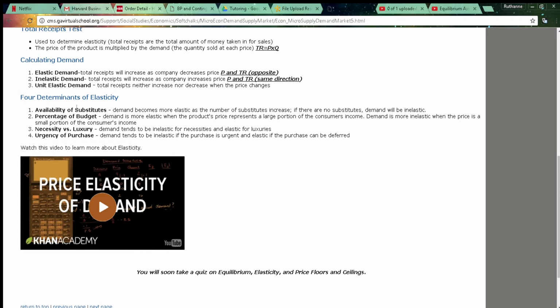One of them is availability of substitutes. If there are more substitutes available, demand will become more elastic. If there are fewer substitutes available, demand becomes less elastic. The reason being, if I have a substitute for a product and the price of the product that I use changes, then I'll just go buy the substitute if the price of the substitute hasn't changed. If I don't have a substitute for the product that I like to use, then if the price changes, I'm kind of stuck with it.